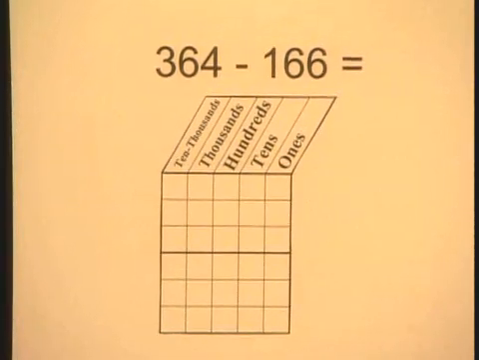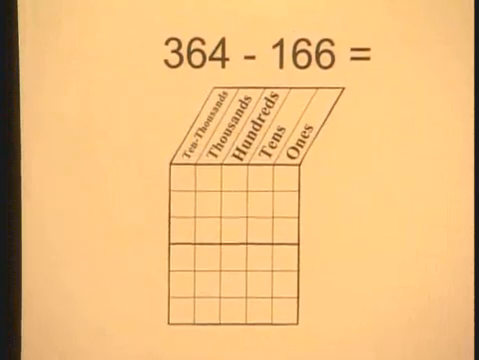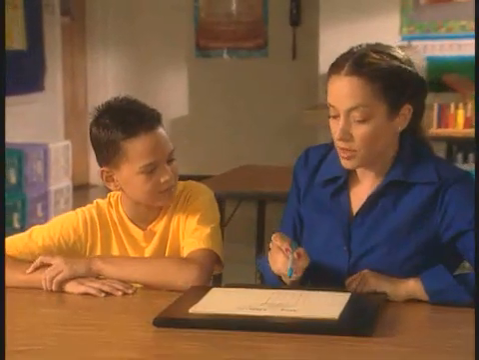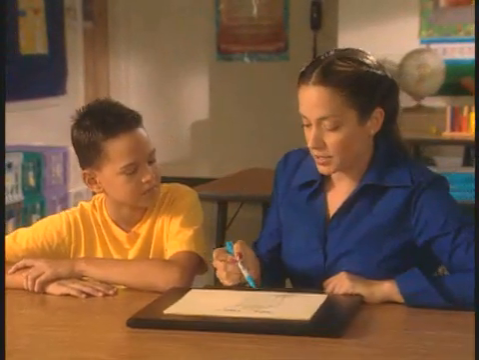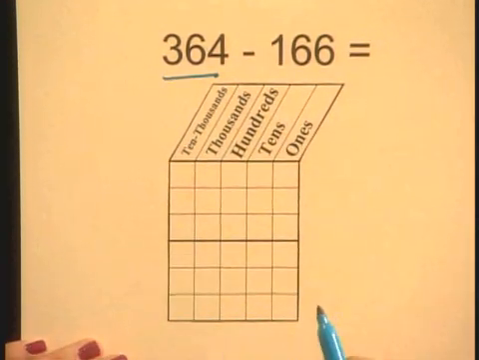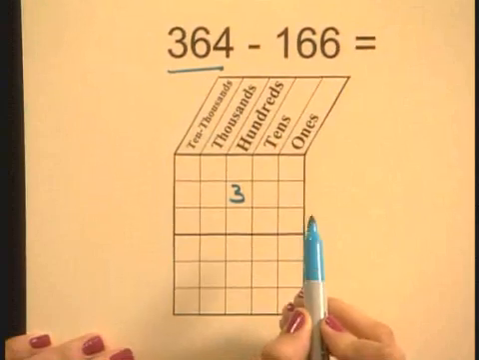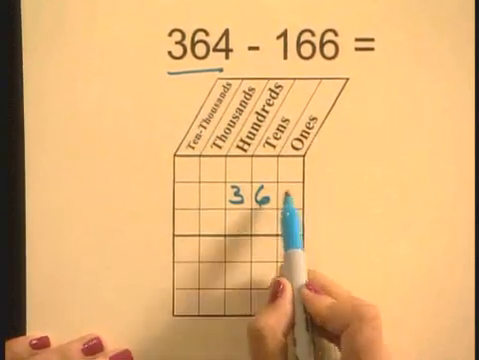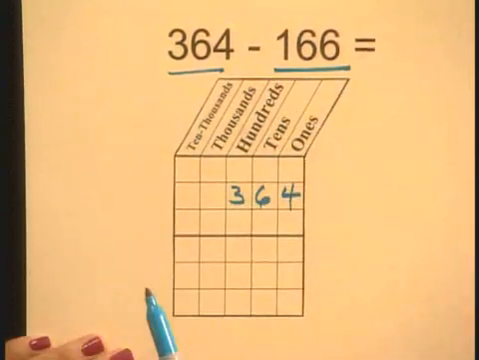364 minus 166. Exactly. Okay, so first thing we do is we're going to put the right digits into the appropriate place value. So we'll start with 364. Where does the 3 go? 3 goes in the hundreds. Exactly. The 6? In the tens. Good. And the 4? In the ones. Very good. Then 166. Where does that go?